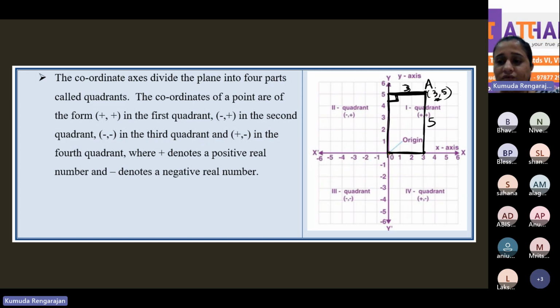And the y-coordinate, which is 5, is shown here in the figure. If you have to describe 5, what will you say? 5 units is nothing but the perpendicular distance of the same point A from the x-axis. You can see here, this line segment is perpendicular to the x-axis, and the length of this line segment is 5 units. So the y-coordinate represents the perpendicular distance of the point from the x-axis.